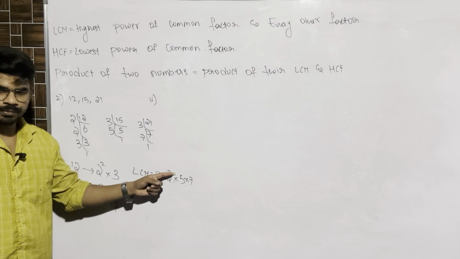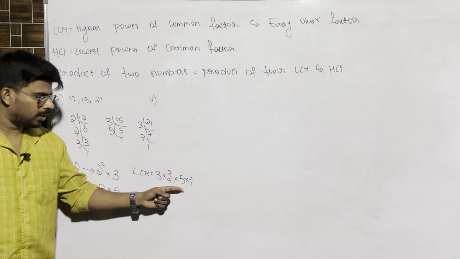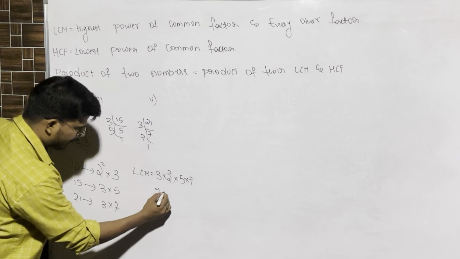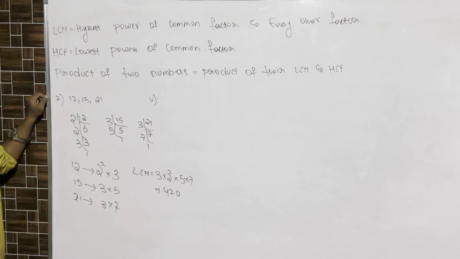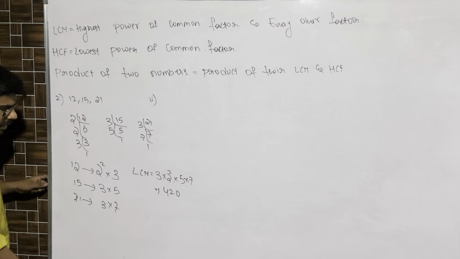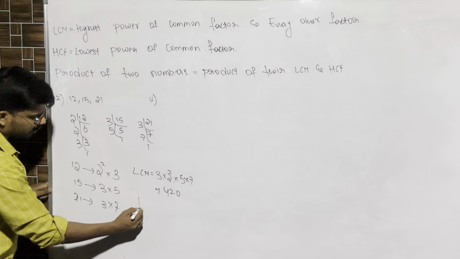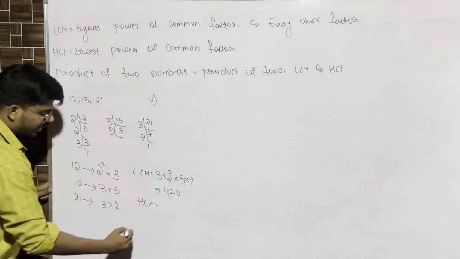2 square is 4. 4 fives are 20. 20 into 3, 60. 60 into 7, 6 sevens are 42, so 420. LCM. Clear? HCF. Multiplication you can already do anyhow, that's not a problem. If there is a mistake, get that corrected, not an issue.